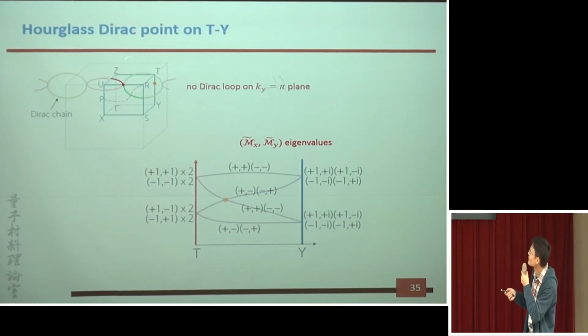And indeed, if you look at this side surface, this side of the surface also has a glide mirror. So if you simply do the argument, okay, if I have a glide mirror, and have P and T, there must be a Dirac loop. Then this is wrong. Actually, there is no Dirac loop on the side surface because the doublets actually have opposite glide mirror eigenvalues. So only a single Dirac point is left on this TY path. So there is no third Dirac loop.